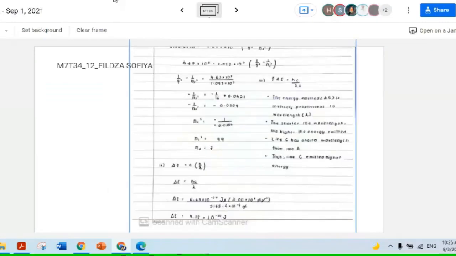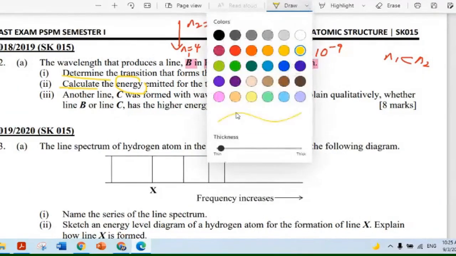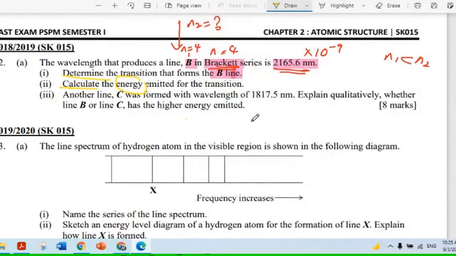Okay, Fiuza, C. A3. A3 tanya apa pula? A3 dia ada line wavelength yang smaller. So dia tanya nak explain by qualitatively whether line B or line C tu has higher energy emitted.